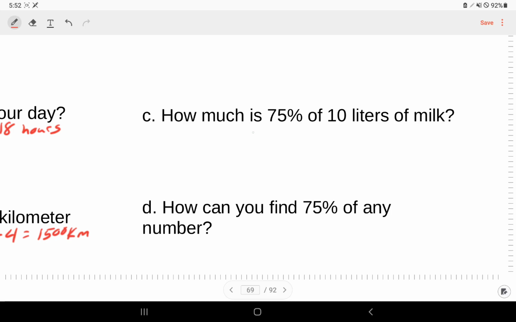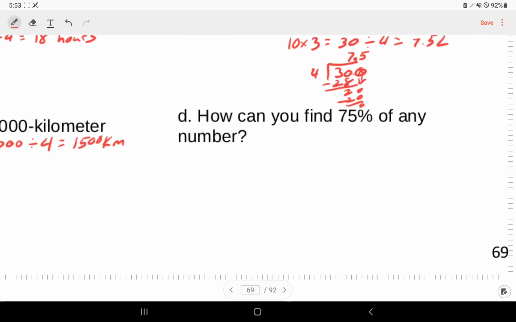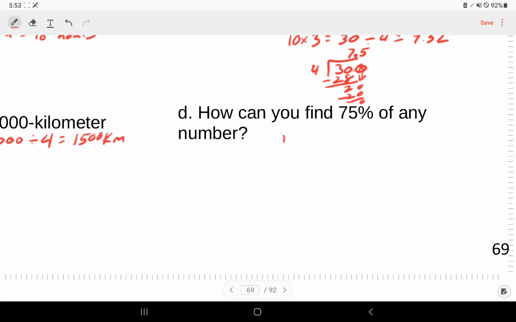Okay. 10 liters of milk. So 10 times 3 is 30. Divide by 4. 4 doesn't go into 3, but it goes into 30 7 times. 2 left over. 4 goes into 20 5 times. So that's 7.5 liters. And so how do we do it? We multiply by 3, then divide by 4.